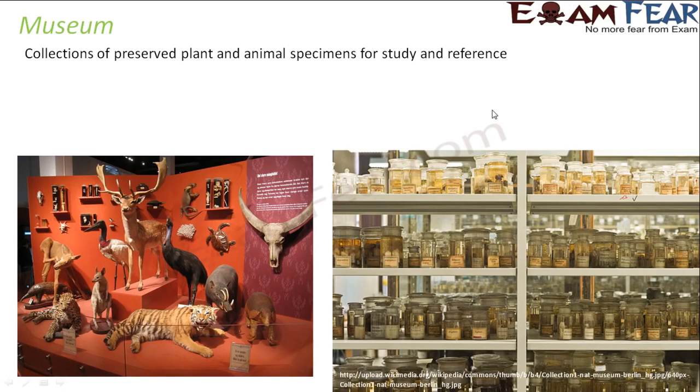And then, in this picture you can see that over each jar you have a label. That label will tell the binomial name of that animal, the family it belongs to, or some of the important characteristics will be described over that jar. So this is how the plant and animal specimens are preserved in a museum.